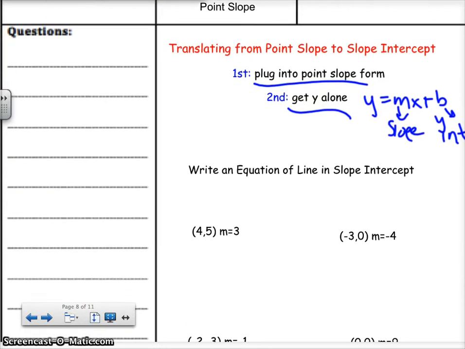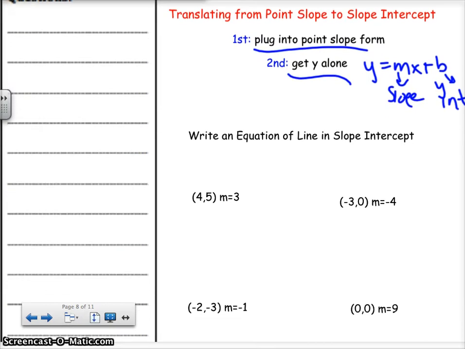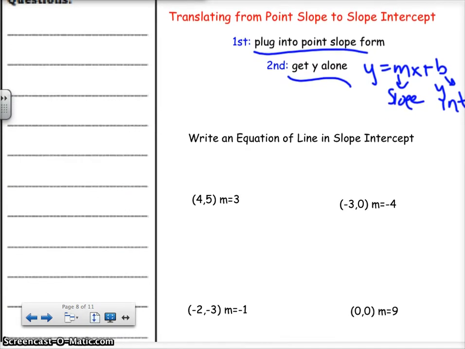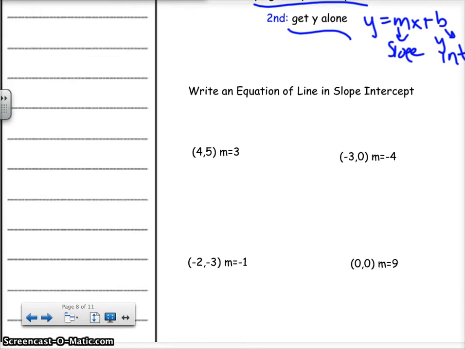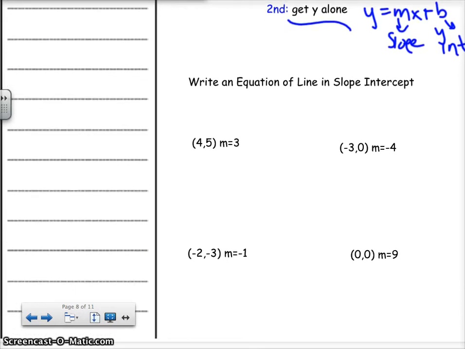So it's actually a pretty natural way. Lots of kids feel like they want a complete point slope form. This is a good way to use it. It's not too bad, but it does apply a lot of algebra. So we want to write an equation in slope intercept. That means y alone. Slope intercept. It has to have your slope first, then your y-intercept.